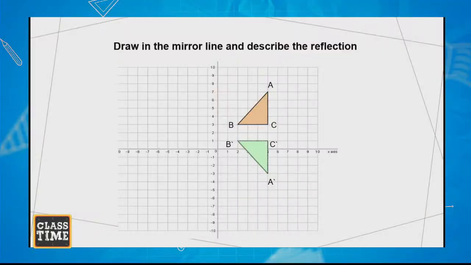Where do you think the line of reflection will be? I was going to say point B and B prime, but let's go to C and C prime. It's always going to be the same. The distance from C to C prime is 2 units, and if I find the center point between the 2 units, that would fall at y equals 2. So my mirror line would be y equals 2. Each one of these points would be 1 unit from the mirror line.